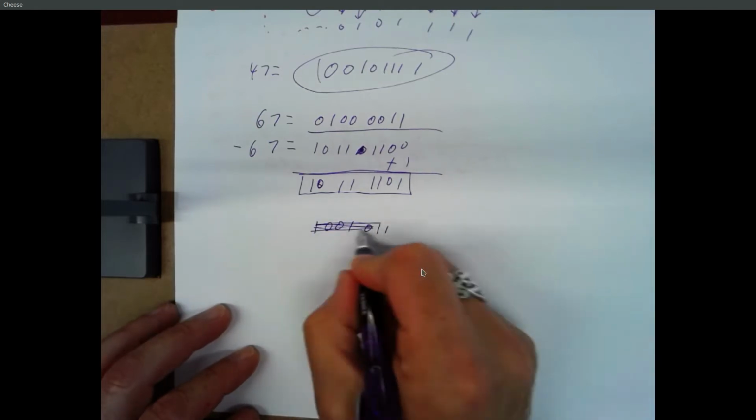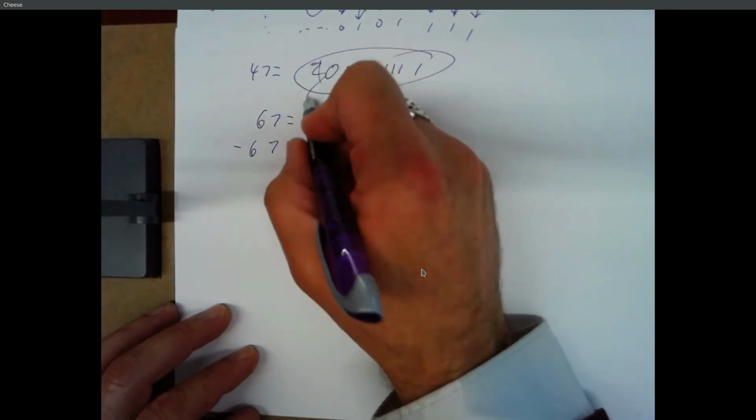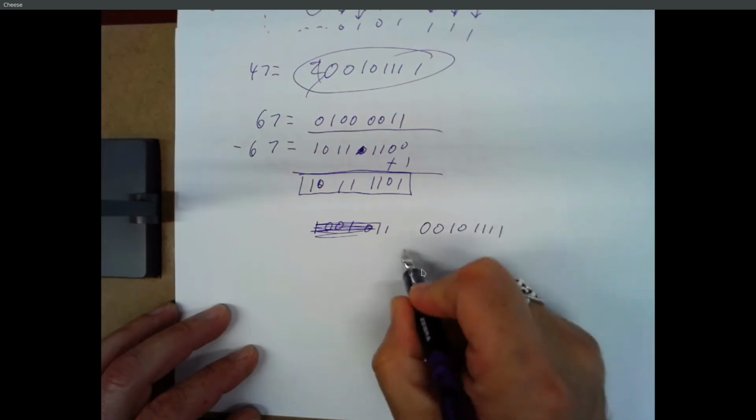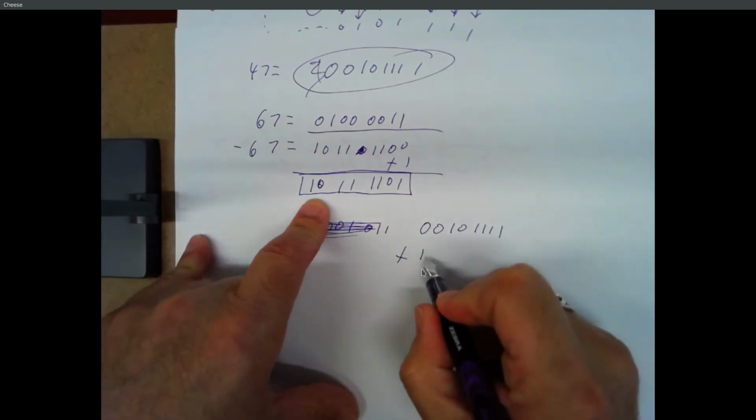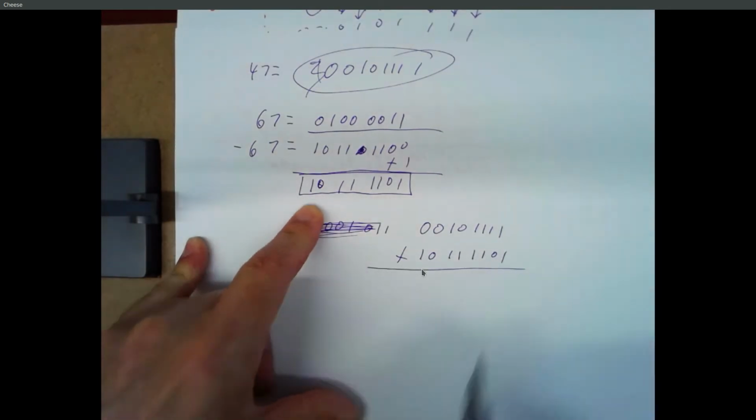Oh, that's a parenthesis. I don't know why I have that. So 0, 0, 1, 0, 1, 1, 1, 1 plus minus 67, 1, 0, 1, 1, 1, 1, 0, 1.